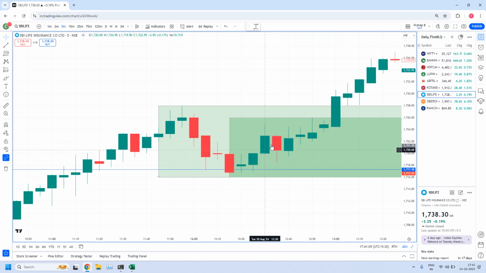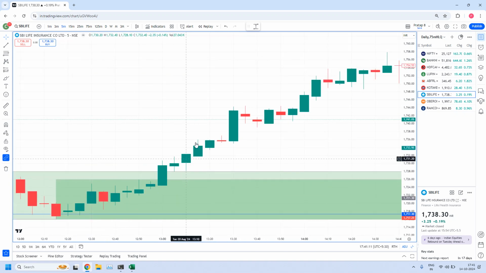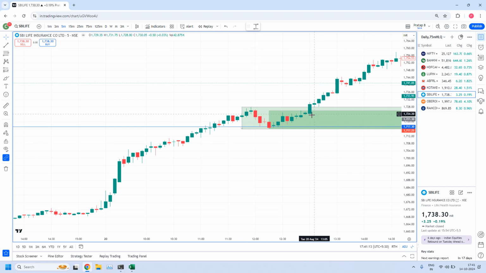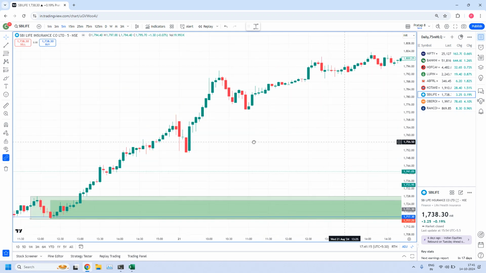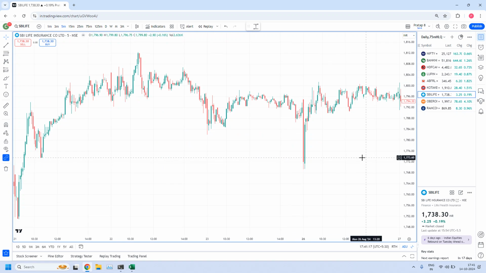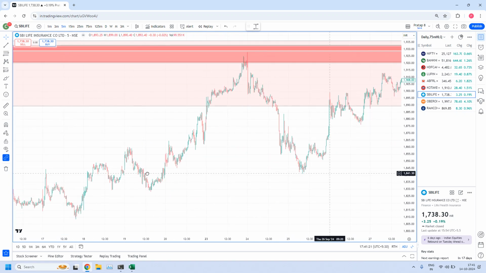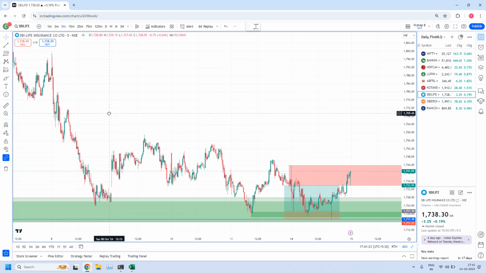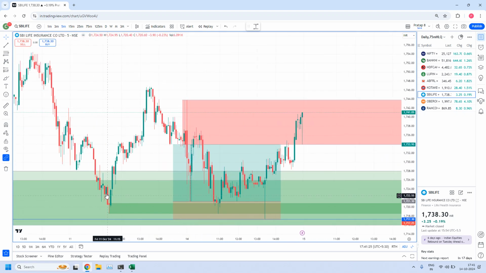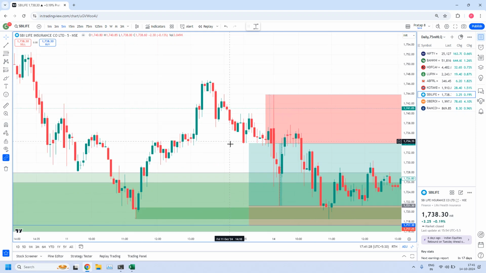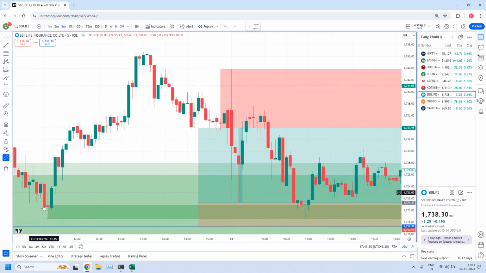Maybe you can draw drop, base, rally, but all these zones are gone in the previous retracement. Previous retracement, prices came down. Let me show you. Here prices have come down. Here again a new zone is created. Drop, base, rally.